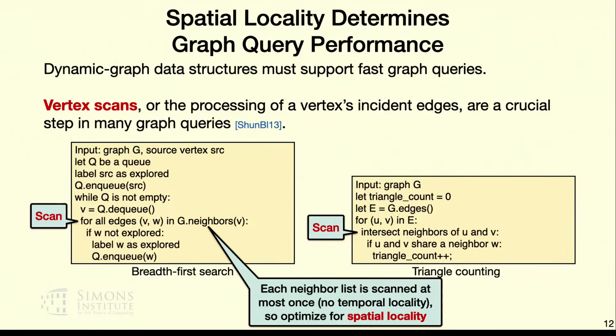And doing this intersection, one simple way to do it is if your neighbor lists are sorted, you just do this 2-finger scan, and you just count the shared neighbors. So that again is this vertex scan.